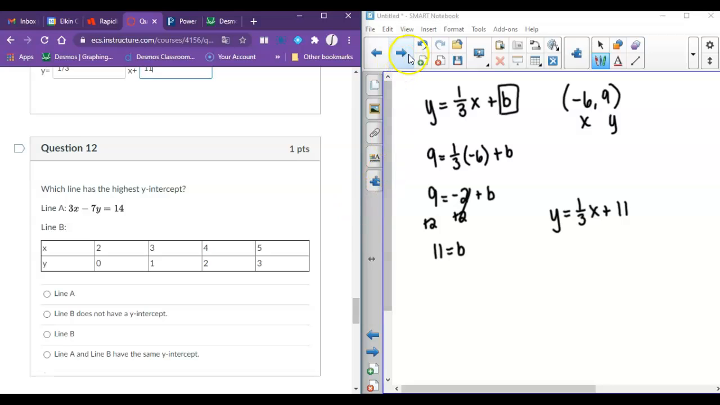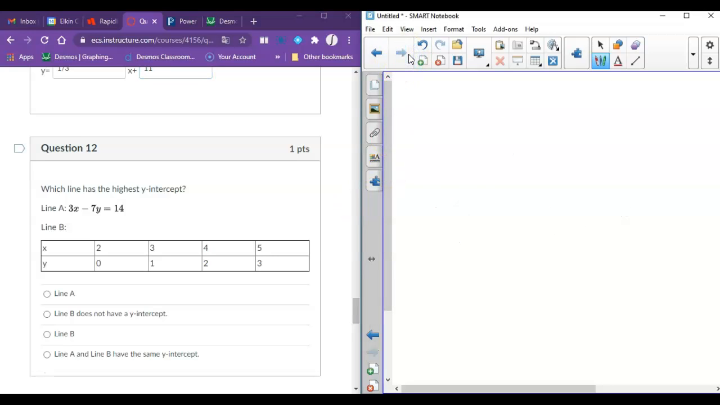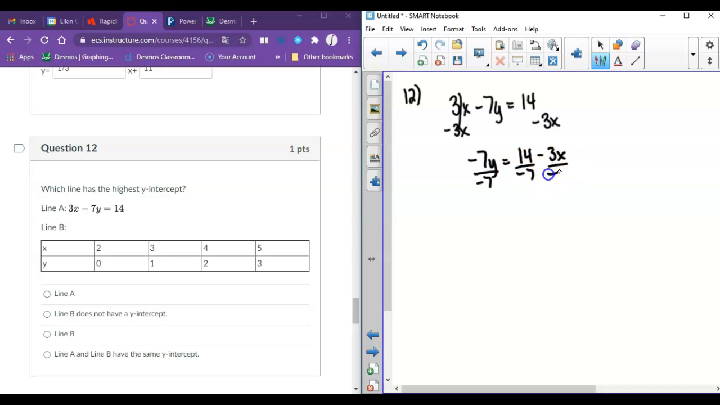Okay. 12 is a little bit tricky. For 12, we're asking which line has the highest y-intercept. So the first thing we've got to do, like we did back on number 10, is solve this equation, 3x minus 7y equals 14, for y so that we can find the slope. We're just going to subtract that 3x to move it over to the other side. So negative 7y equals 14 minus 3x. We're going to divide everything by negative 7.